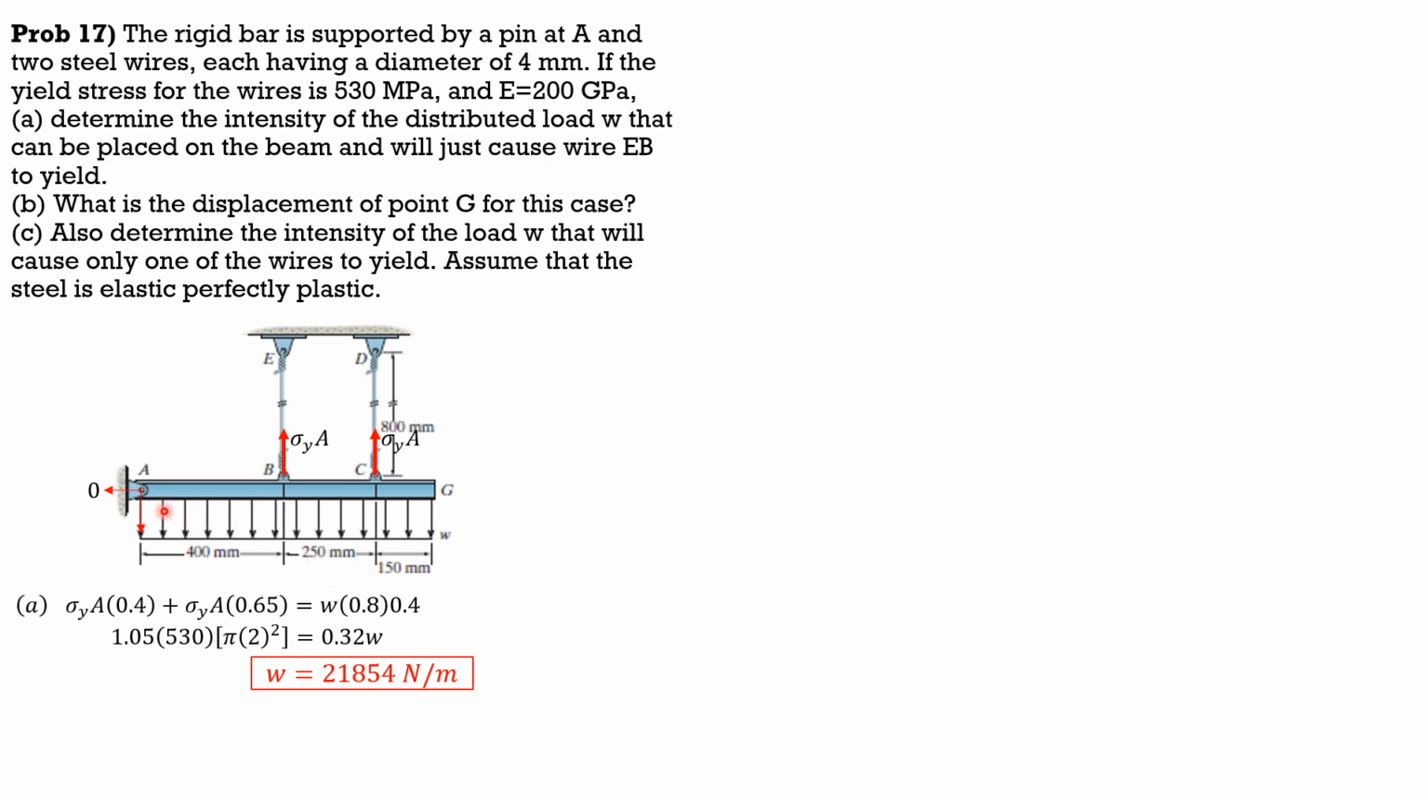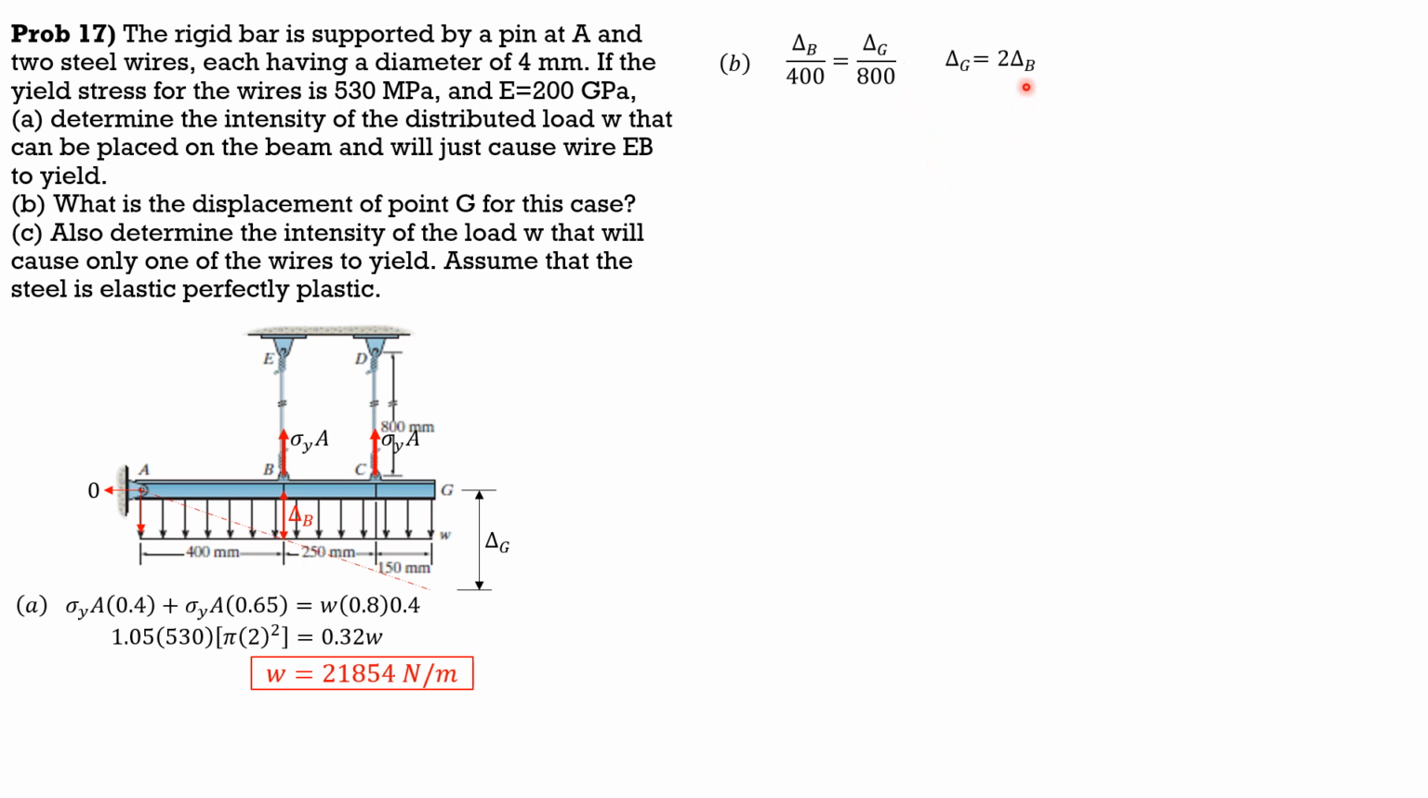So let's have the exaggerated deflected shape of this neutral axis of the beam. So this is delta B, this is delta G. Then from the figure, by similar triangles, delta B is to 400 mm as delta G is to 800 mm. Therefore, delta G is 2 times delta B.